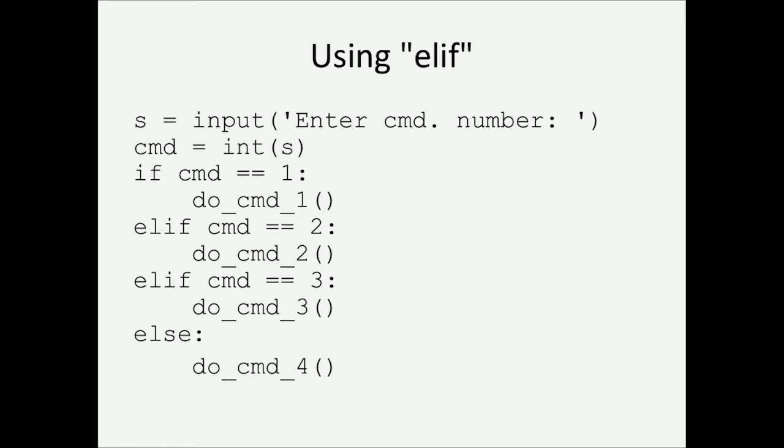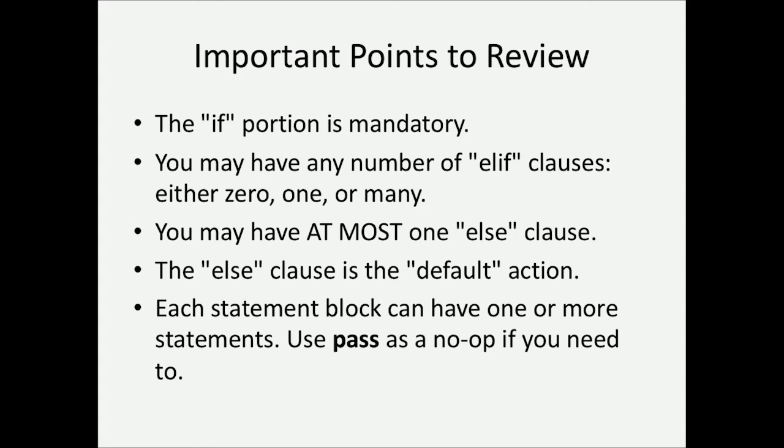So we can produce code like this, which gets a command number from the user. It then tests that command number for different values. So if that number is 1, do command 1. If that number is 2, do command 2. If that number is 3, do command 3. And finally, we have a default condition, and it says do command 4. We assume, by the way, that these functions are already defined before we attempt to execute them. But this is a typical use of if, elif, and else.